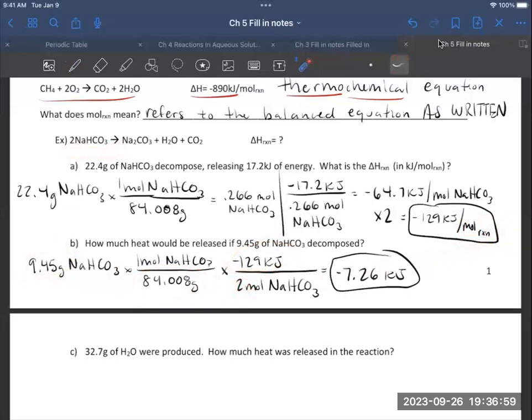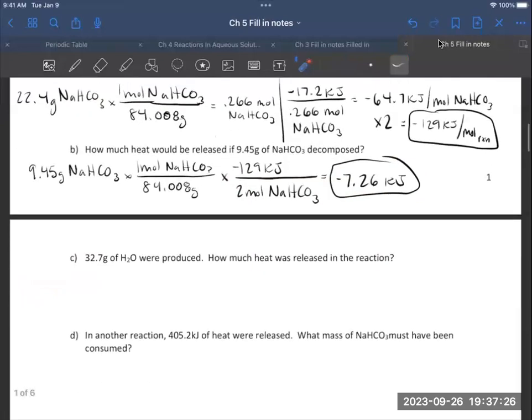Okay, so again, don't forget, you have to understand what this number means. Right now, this tells us that if we start this overall reaction with 9.45 grams of this stuff right here, and we allow that reaction to proceed forward, we will produce this much heat out of that reaction. Okay, so we're going to see 7.26 kilojoules of heat energy released from the reaction if we start with this many grams of our reactant.